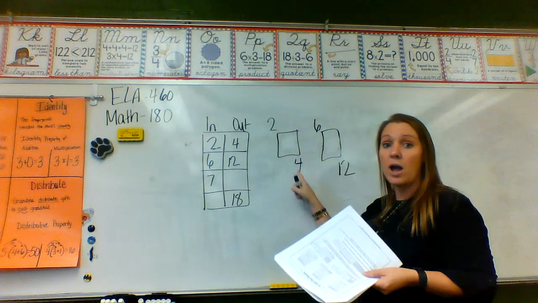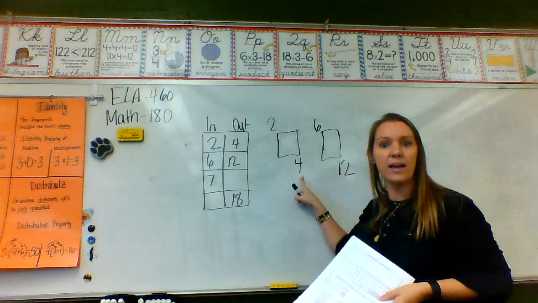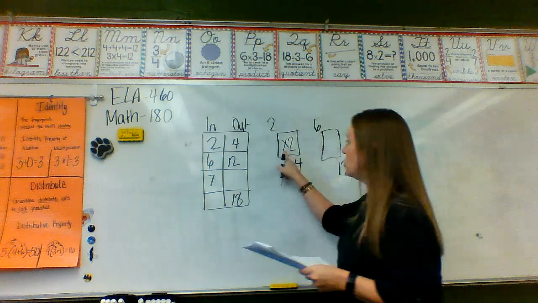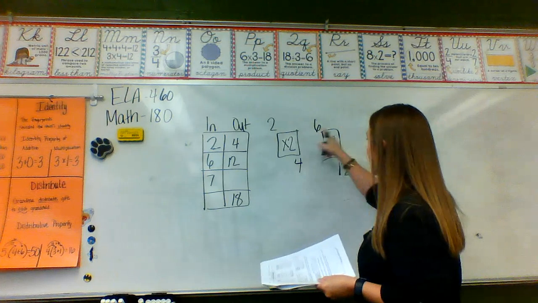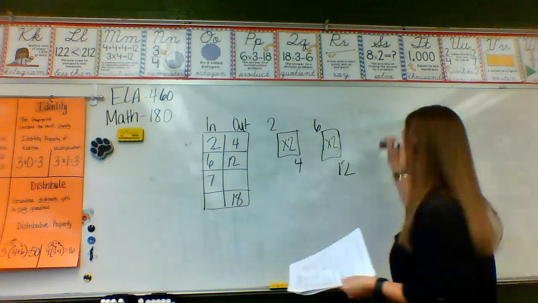Could I subtract? 2 minus something equals 4? No. Could I multiply? 2 times something equals 4? I can. What if I try times 2? 2 times 2 equals 4. Well, let's see if we do the same thing over here. 6 times 2, it does, that works. Let's see if it works again.